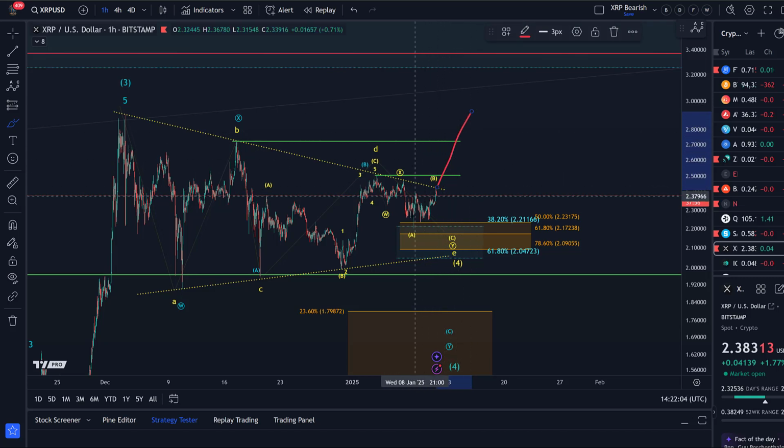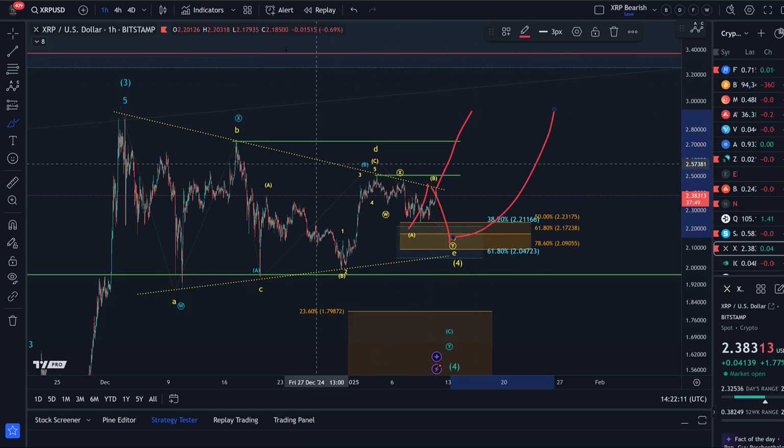At the moment, though, the reaction to support is not yet very impulsive. It's mainly corrective and could see one more low maybe before really attempting another rally.